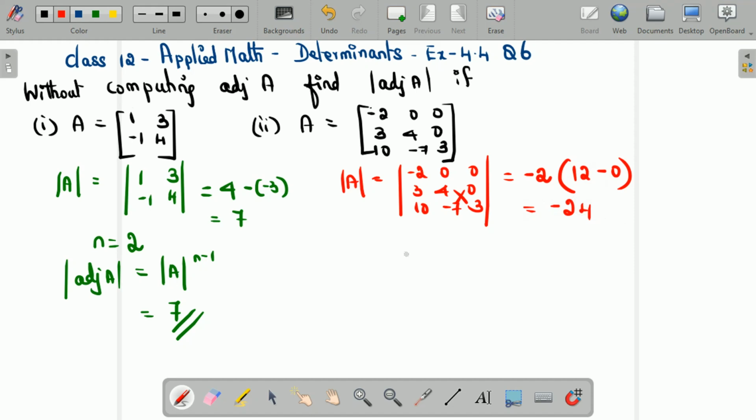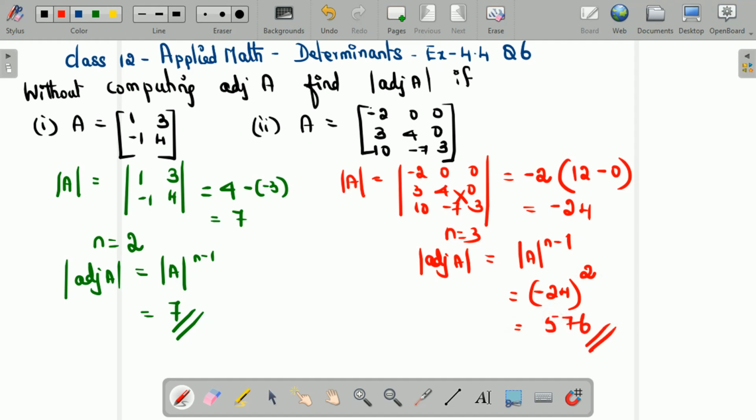Now according to the formula, n is equal to 3 here. So according to the formula, determinant of adjoint of A is determinant of A to the power n minus 1. So minus 24 the whole power. Here n is 3, so 3 minus 1 is 2. So in this case minus into minus is plus. 24 square is 576.